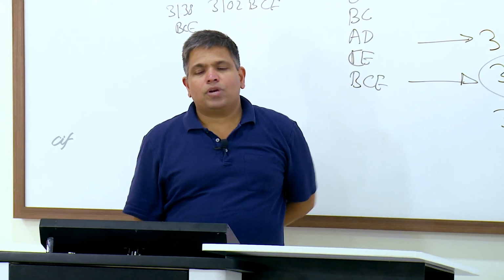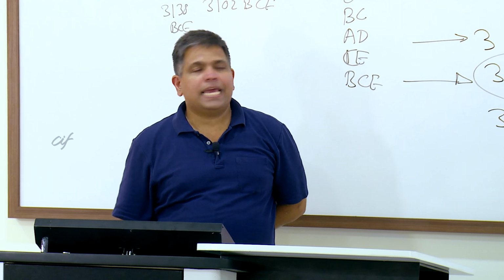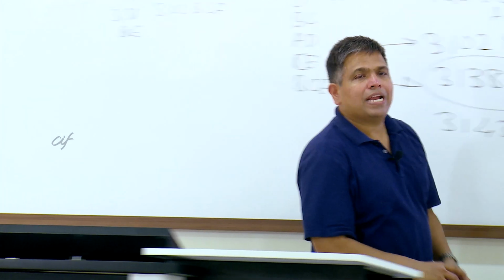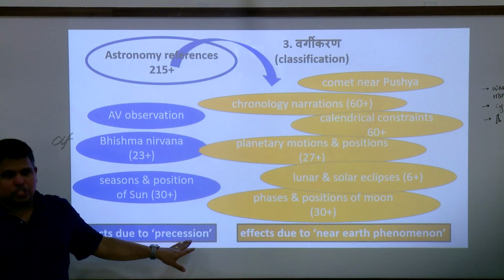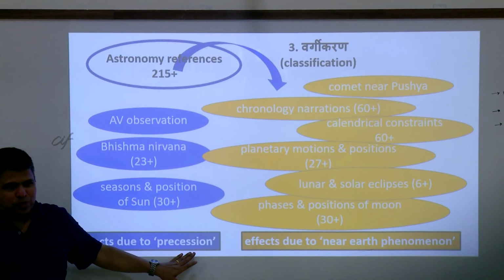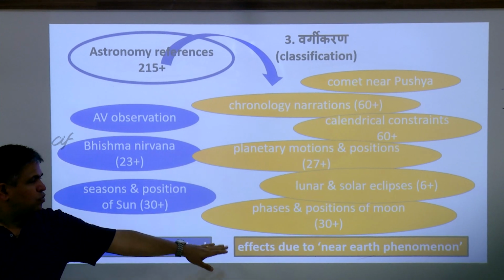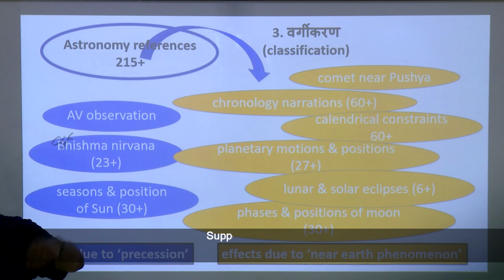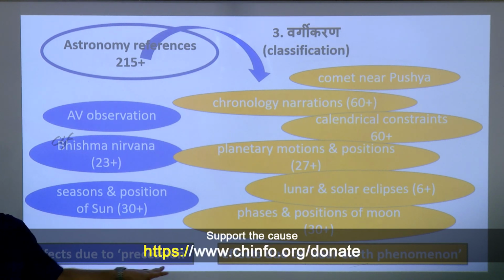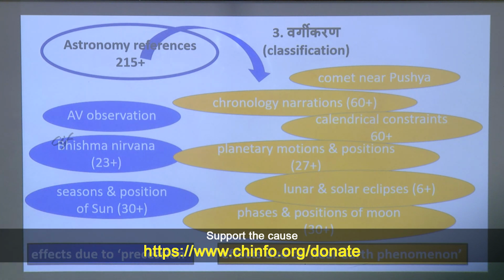So, if you take those 215 observations, they can be classified into two categories. These observations, I am calling them effects due to the precession. Don't worry right now what is precession, we are going to study it. And don't worry what is a near earth phenomenon, okay? That's why I need all of you volunteer to help me understand this. So, we are going to look at these two categories, okay? And how we use them.